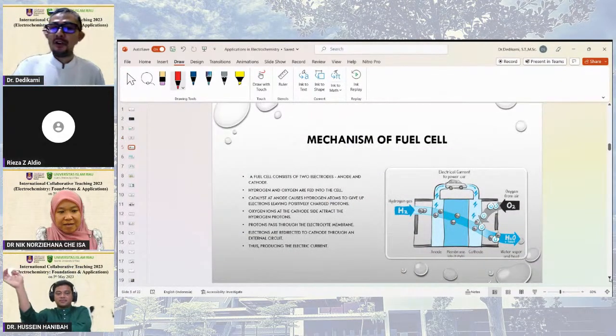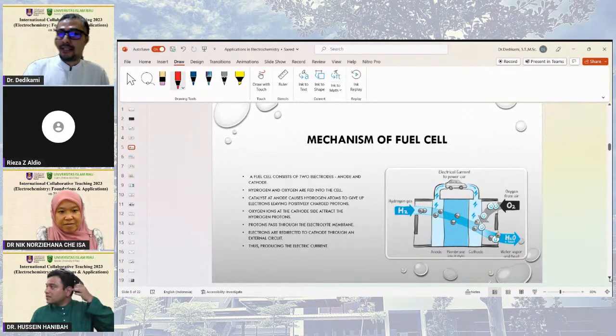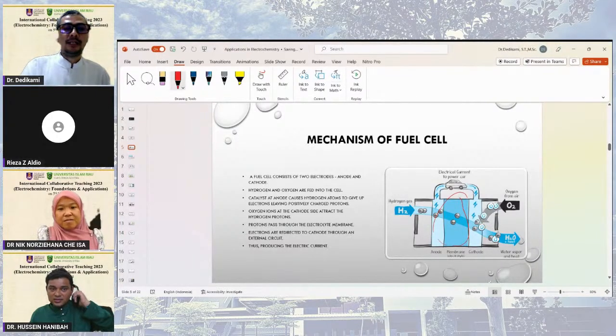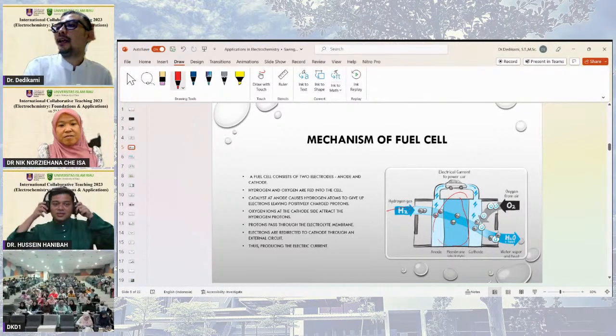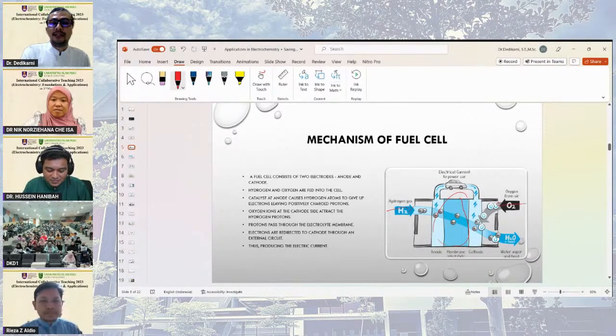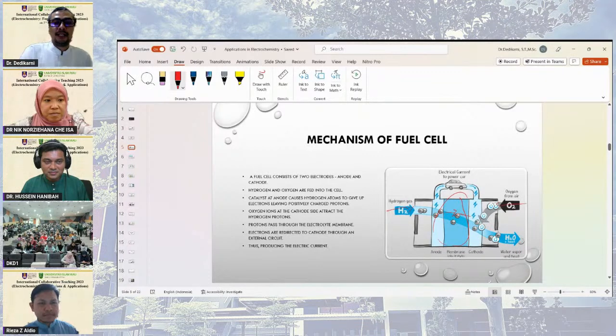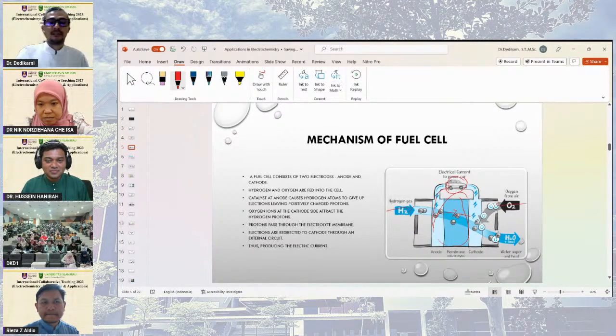Okay. Mechanism of the fuel cell. A fuel cell consists of two electrodes, anode and cathode, and the electrolyte in the middle. Hydrogen and oxygen are fed into the cell, and then a catalyst at the anode causes the hydrogen atom to give up an electron, leaving a positively charged proton. Okay, the proton goes through to the cathode side. The cathode side attracts the hydrogen proton, then the proton passes through the electrolyte membrane, and the electron is redirected to the cathode through the external circuit to produce power for any user, and then produces electrical current. This is okay.